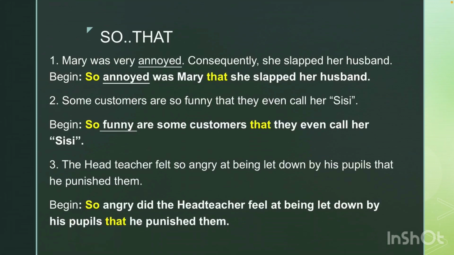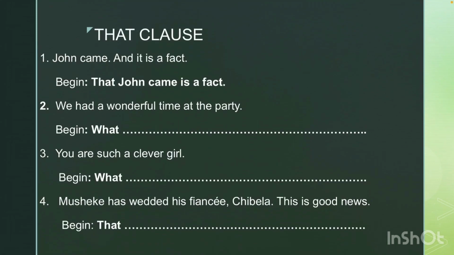Great. Now let us look at that clause. So this is where we begin a sentence with that. For example, John came and it is a fact. That. So mostly after that we put the first clause. Then we join the second one. So that John came is a fact. Don't put a comma. That John came, comma, is a fact. No. Just say that John came is a fact.